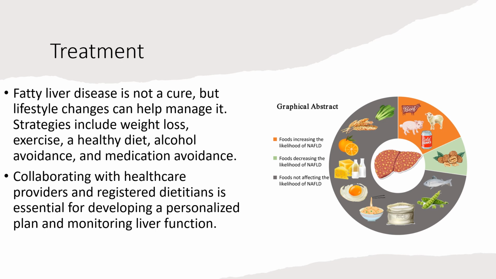Third is having a healthy diet. A healthy diet can help reduce the amount of fat in the liver and improve overall health. Focus on a diet that is high in fruits, vegetables, whole grains, and protein, and low in saturated and trans fats, added sugars, and refined carbohydrates.